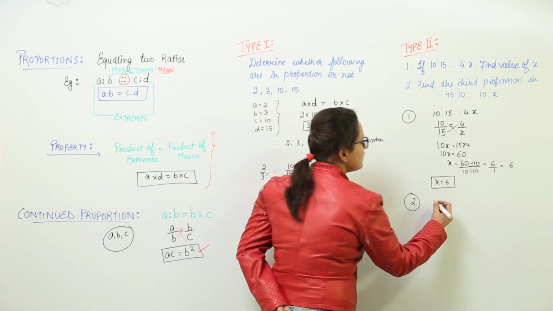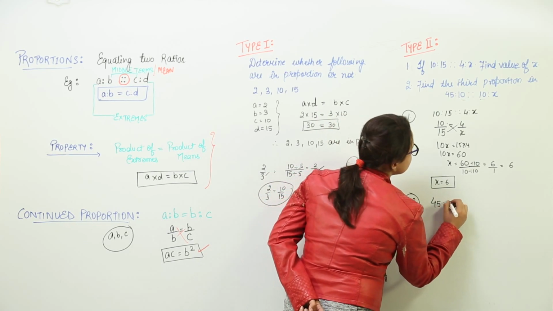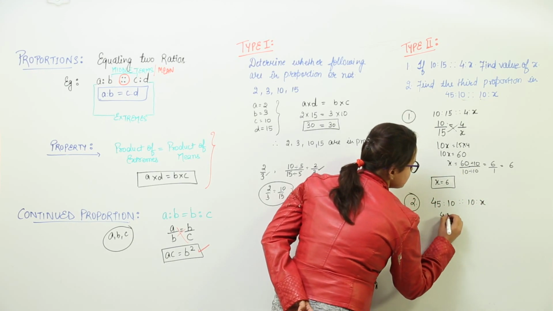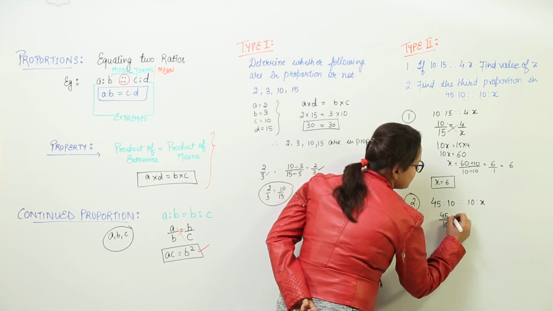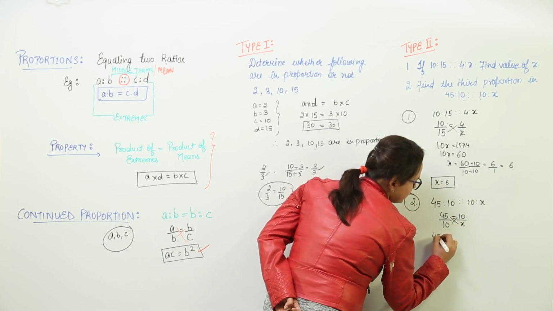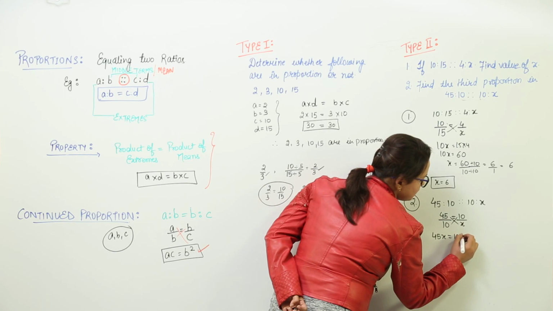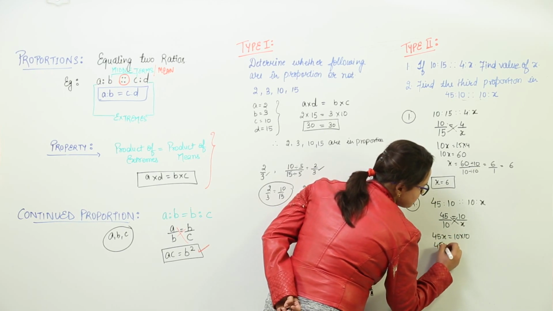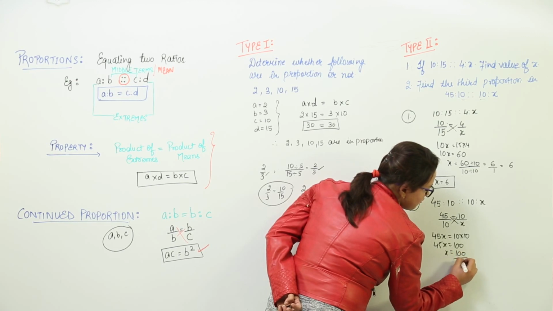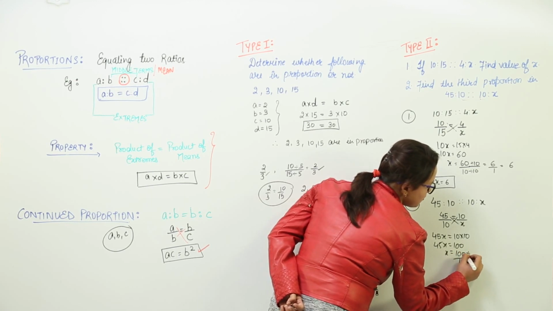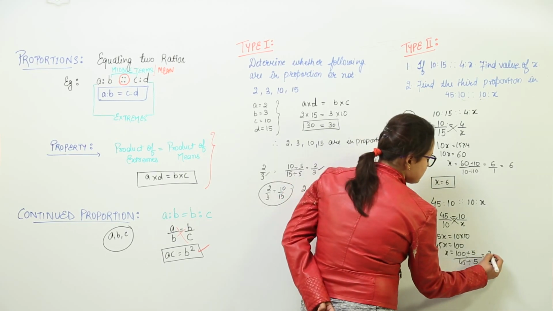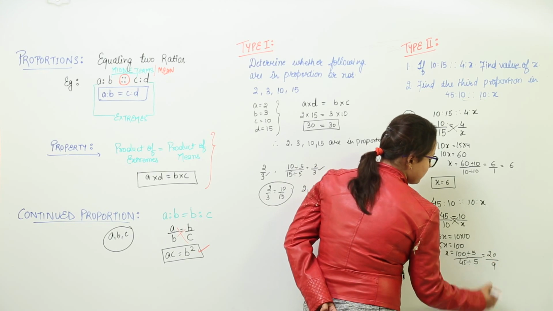So we will just write it down. 45 is to 10 in proportion with 10 is to x. We will simplify it by writing 45 upon 10 equal to 10 upon x. Now cross multiplying them, 45x is equal to 10 into 10. Now 45x becomes equal to 100 and x comes equal to 100 upon 45. Now we have factors common to both. We divide them by that factor, that is 5, and we get 20 upon 9.